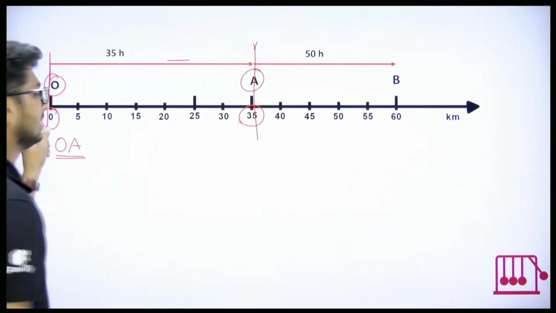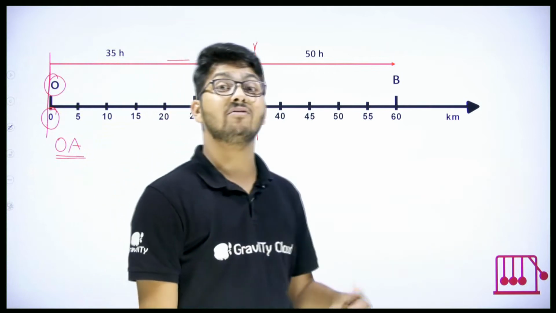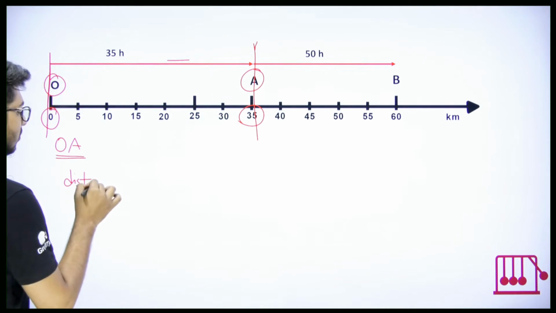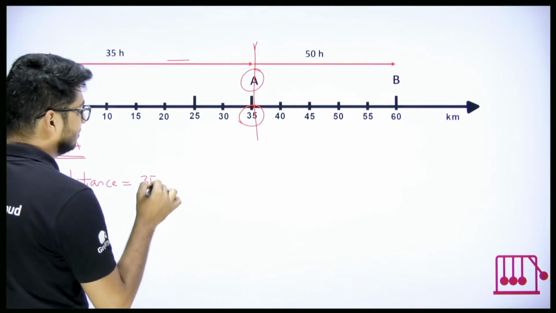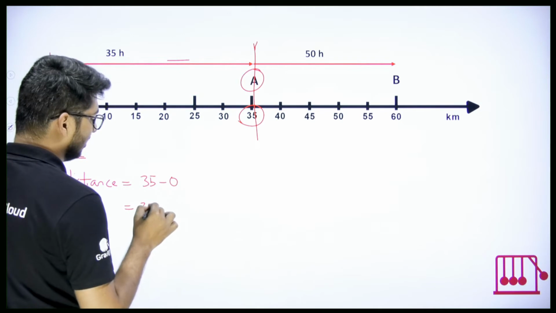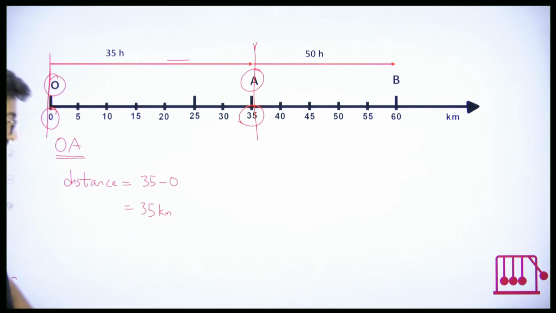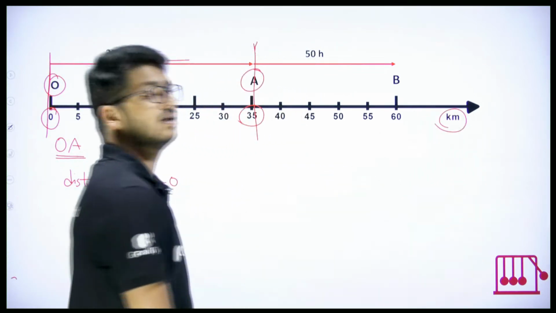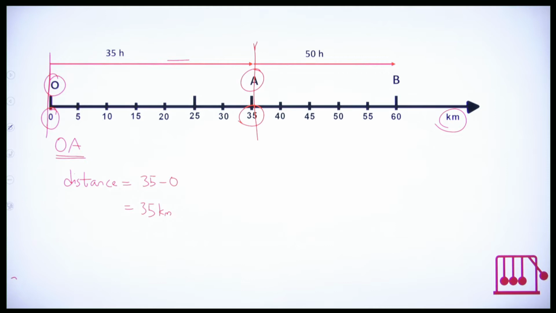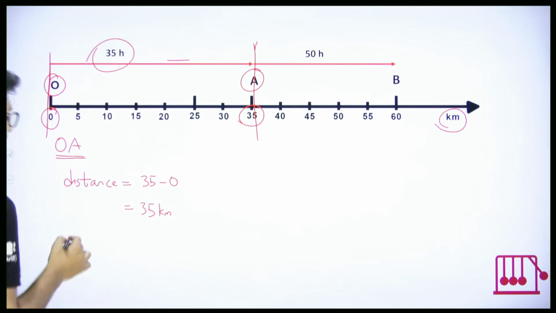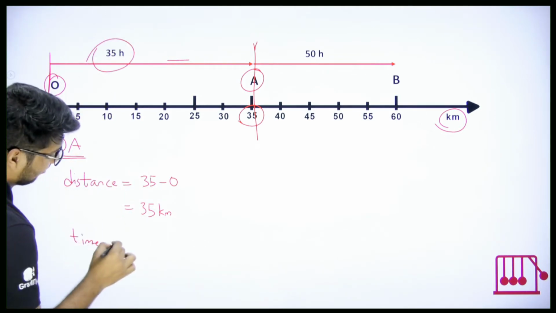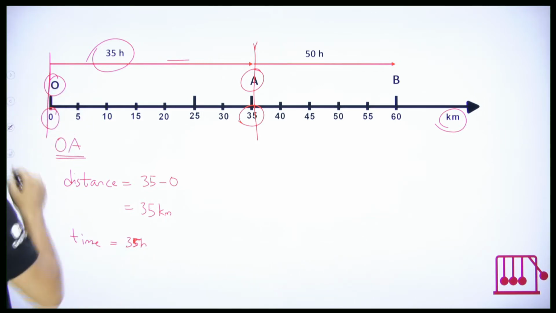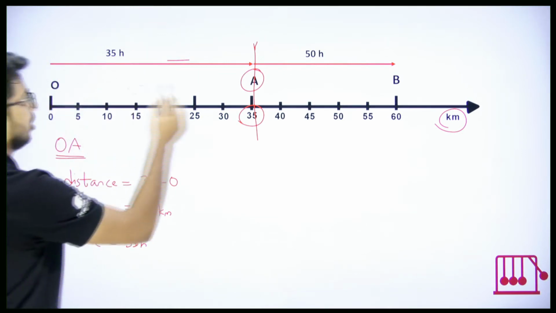So at one side you have 0 reading, at the other side you have 35 reading. So what will you do? You will say distance is equal to 35 minus 0. You will say it as 35 kilometers. And why am I taking kilometers here? Because it is clearly given. 35 kilometers. What is the time given here? Time is given as 35 hours. Clear? Good. So we got all of them.